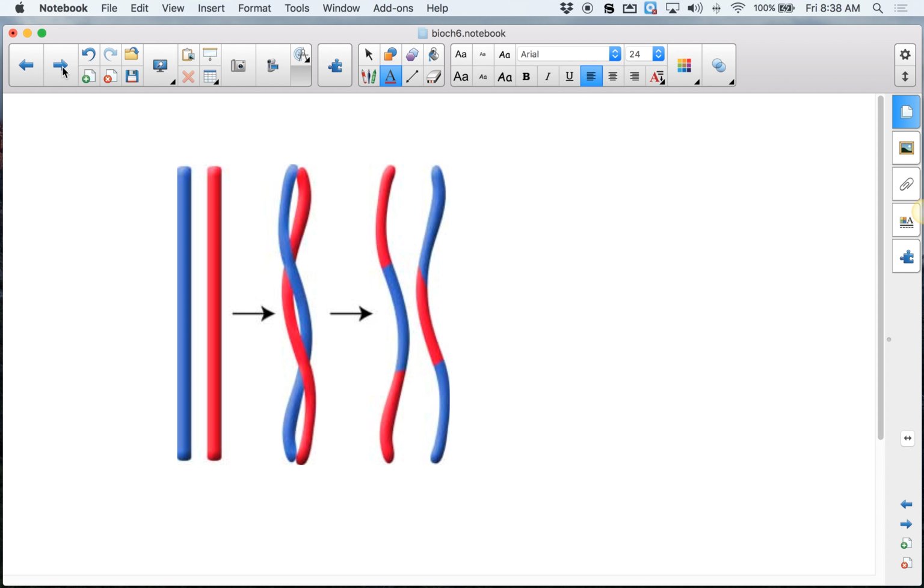So during crossing over, the two sister chromatids, and these would have very similar genes on them, can actually switch, and a chunk of this can break off and switch places with a chunk of this. And so we end up with what we call recombinant DNA. So these two DNA strands, even though the genes on them are similar, they may have slightly different variants of the genes that we call alleles. So for example, this chromosome right here might have a gene for brown eyes on it, and this chromosome right here might have a gene for blue eyes on it.